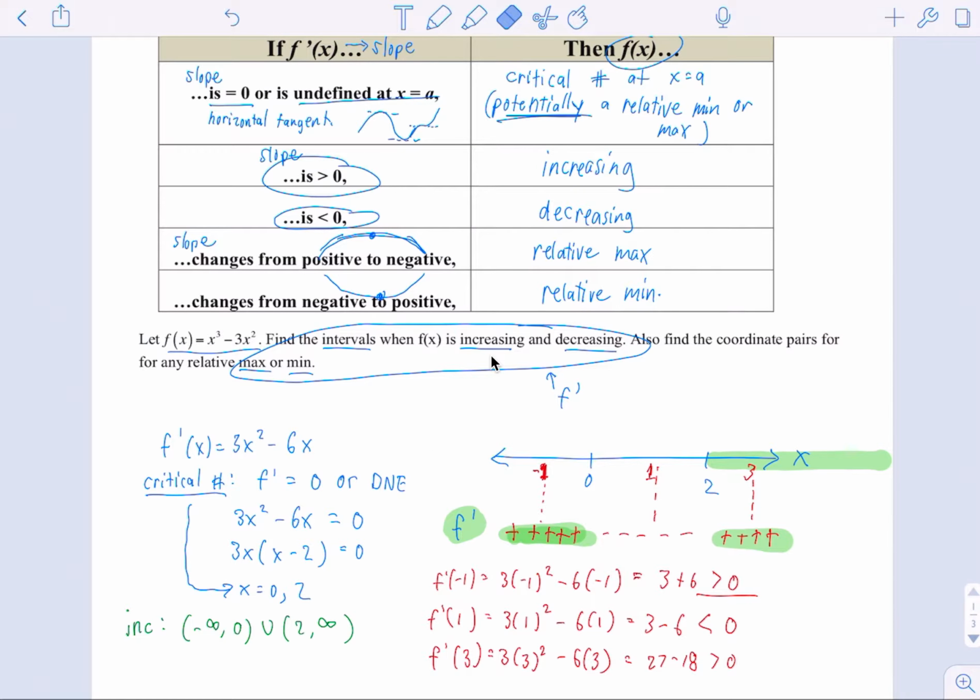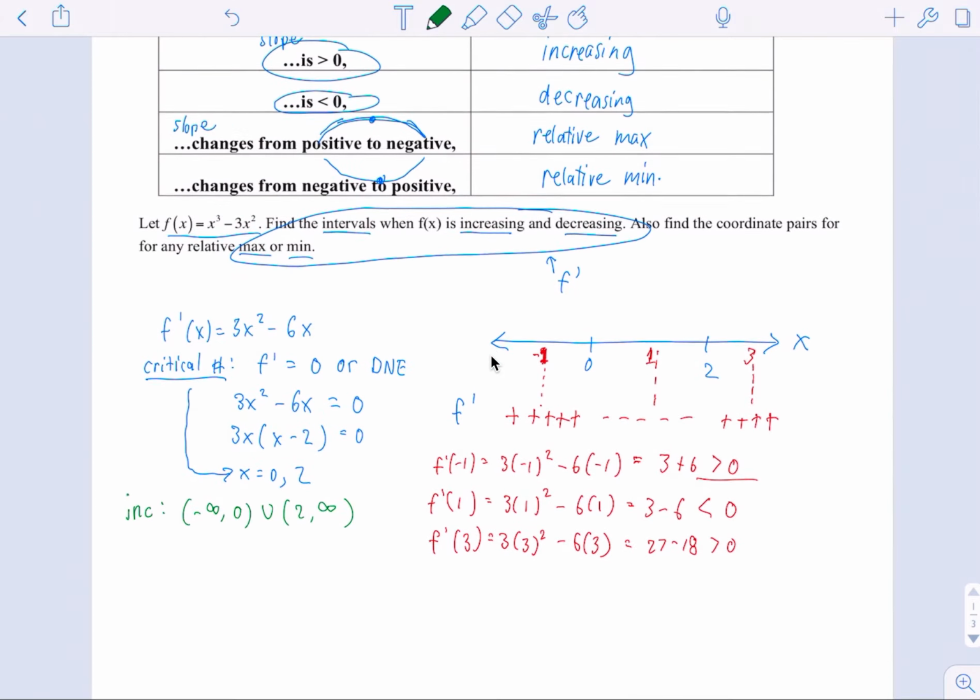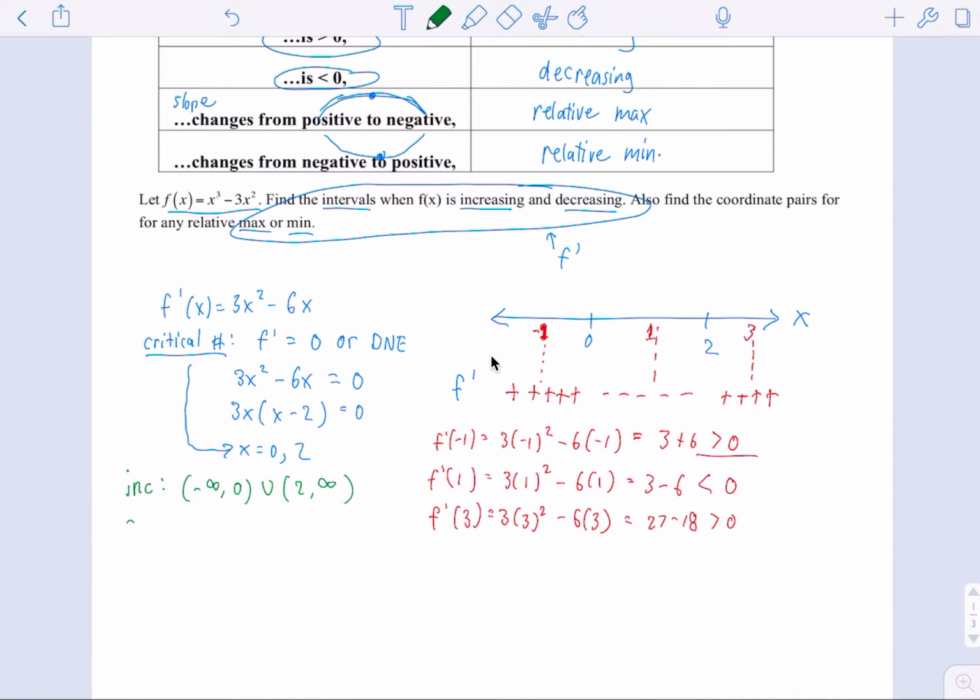So let's do our decreasing now. Decreasing is going to happen in this zone right here. Decreasing is when the derivative is less than 0. So that's going to be from 0 to 2, and that's it. Okay, finally, let's do our relative min and max. So relative max, relative min.